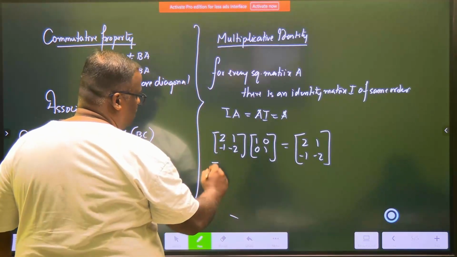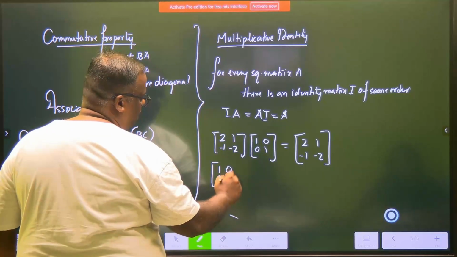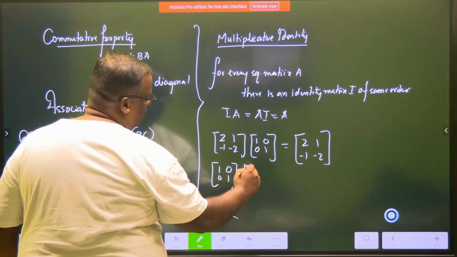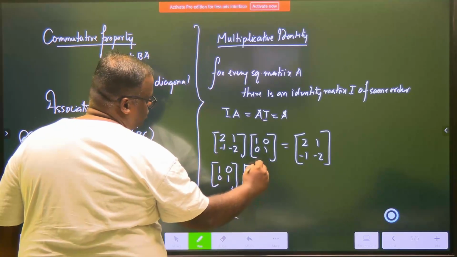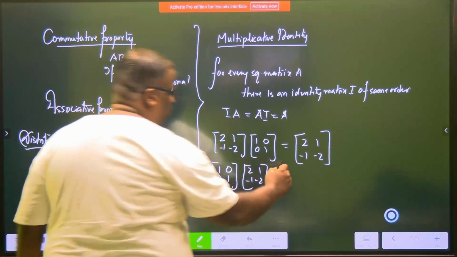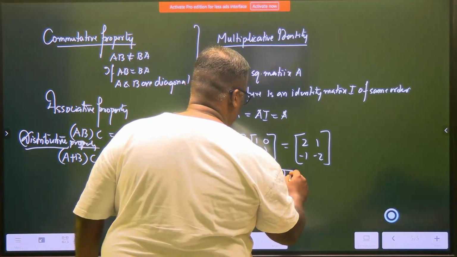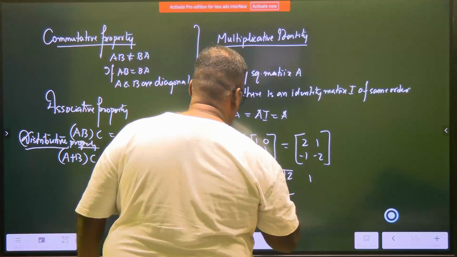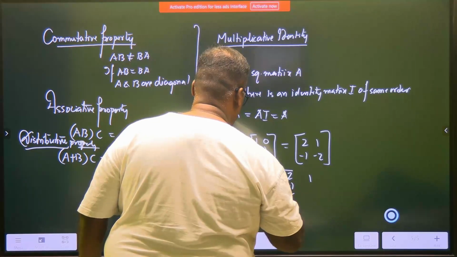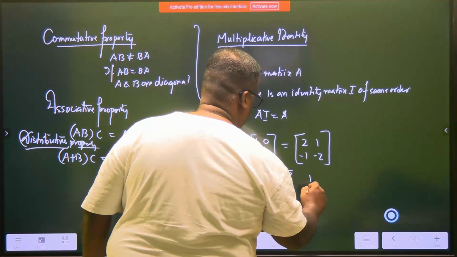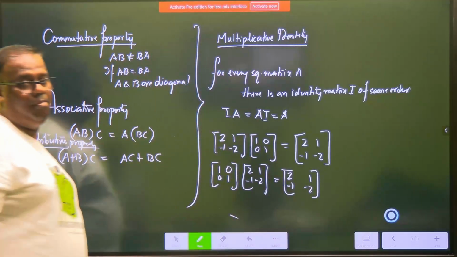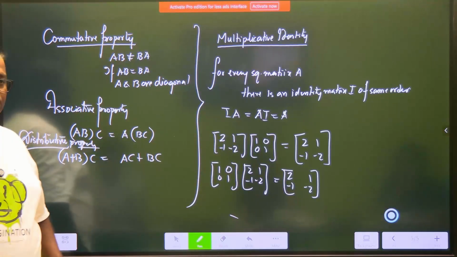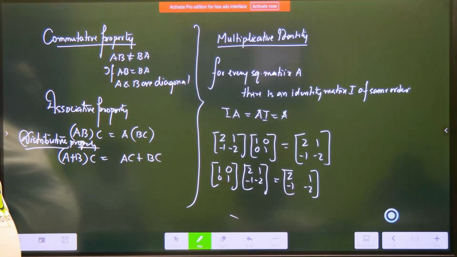Okay, can you do this multiplication? 1, 0, 0, 1 and you try to multiply it by 2, 1, minus 1, minus 2. Let's check this. 1 into 2 gives me a 2 and then you have a 0. So it's a 2. You get a 1. Then you get a minus 1 here. And if you do this, this is a minus 2. Yes, same. Multiplicative identity. This will be used a lot.